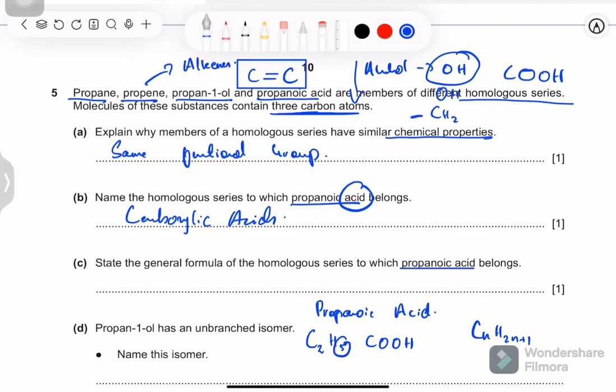How did we get this H5? It is because of this general formula. Whichever number is here, we take 2 times that number and add 1. So the general formula is CnH2n+1 COOH. And CnH2n+1 OH is for alcohols.